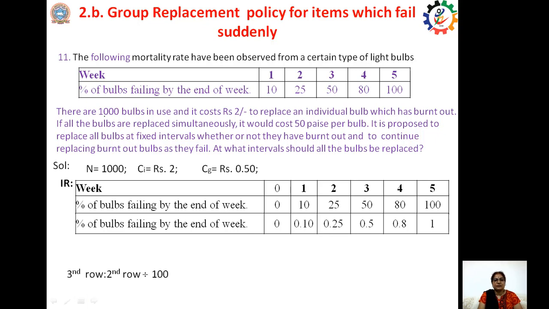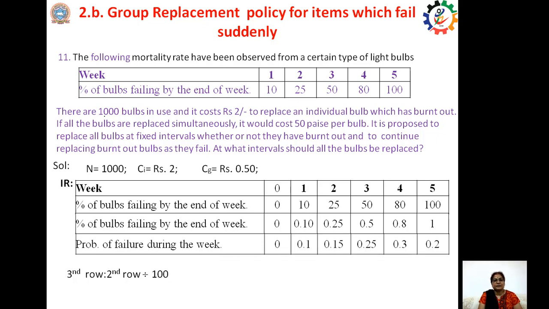Can you make out? First row, second row, third row. How did I get the third row? This calculation says: the third row is the corresponding second row divided by 100. For example, for this element, take the corresponding second row element and divide by 100. Same for this one, and this one. That's the meaning. That's how you get it. Just divide by 100 and write.